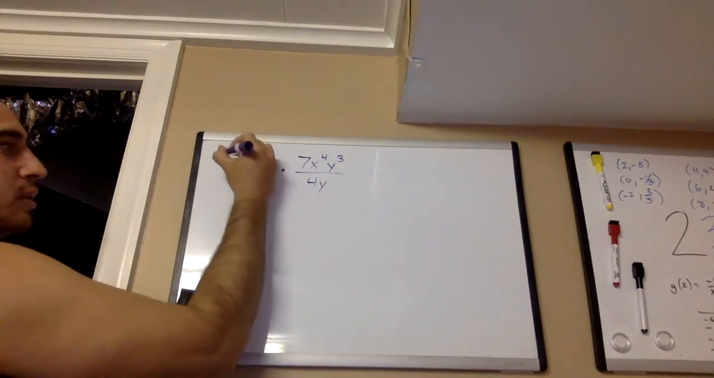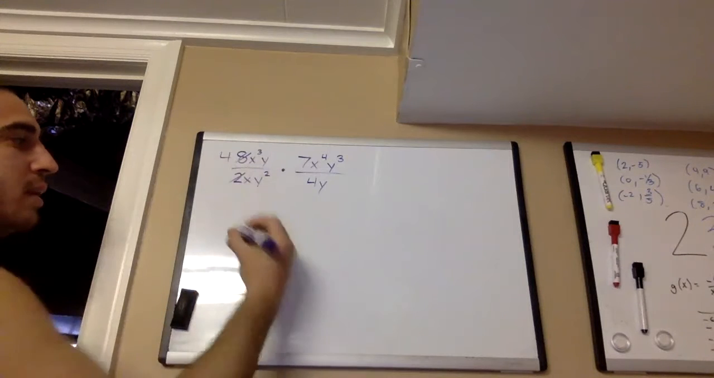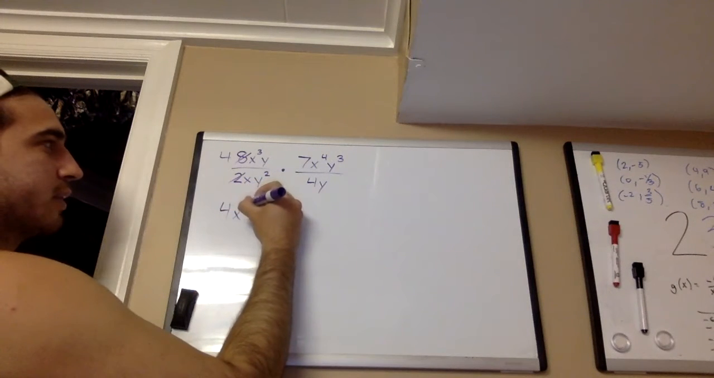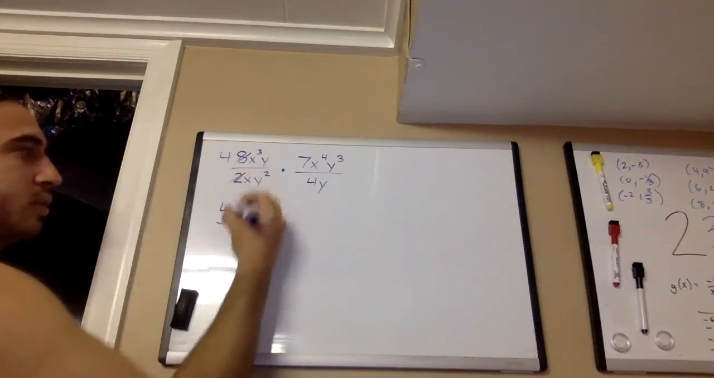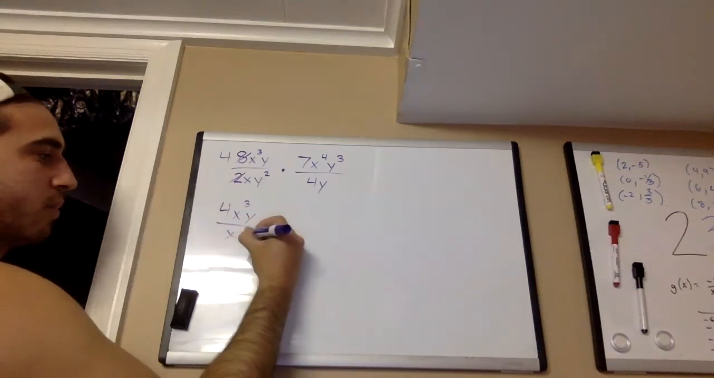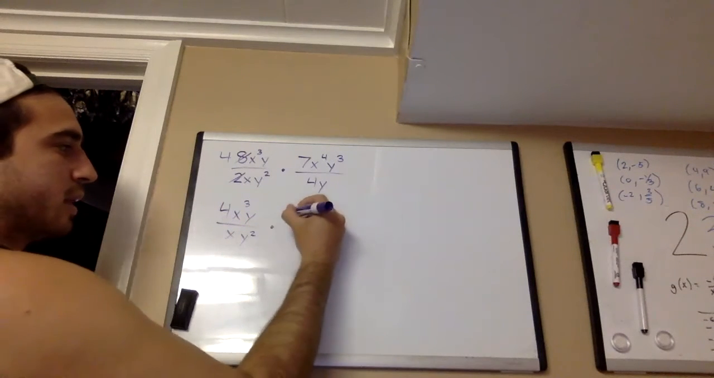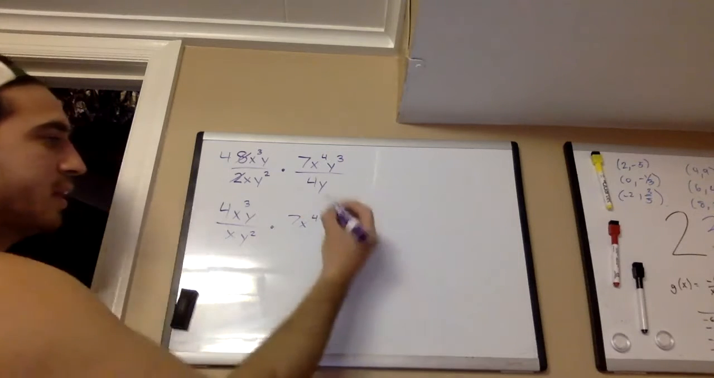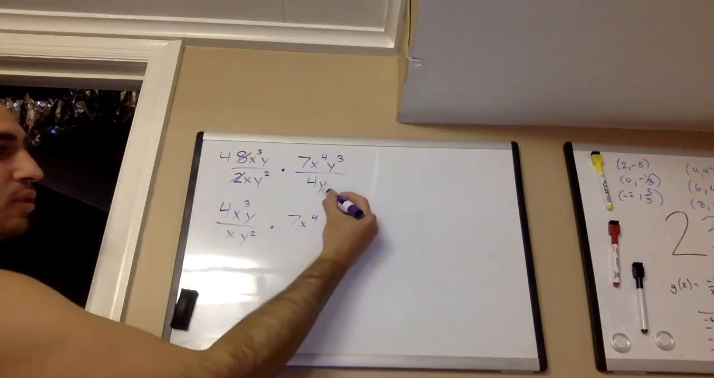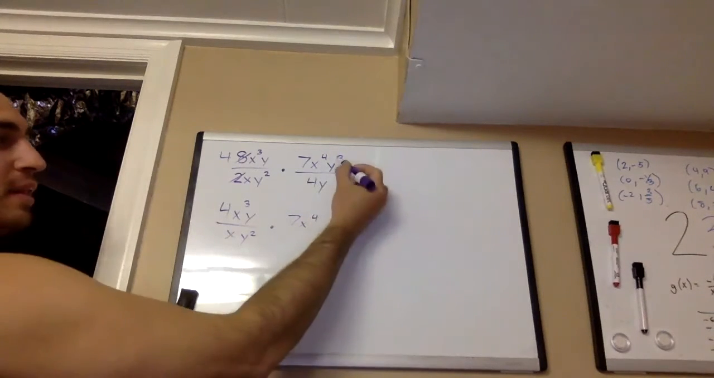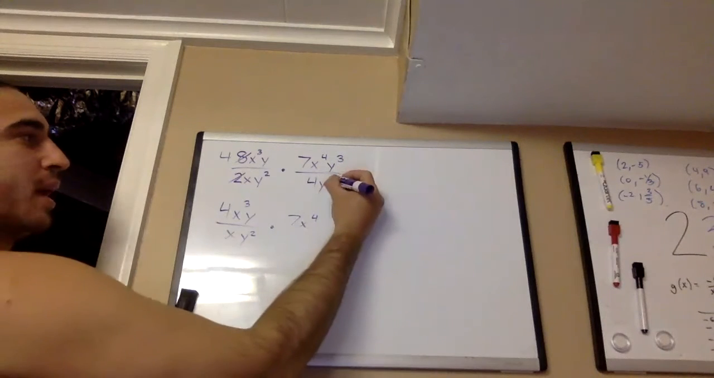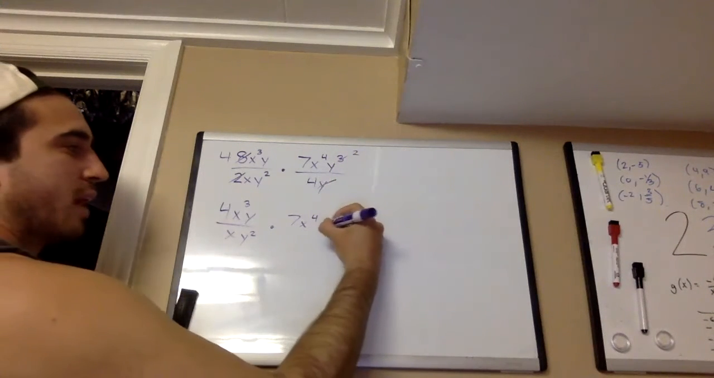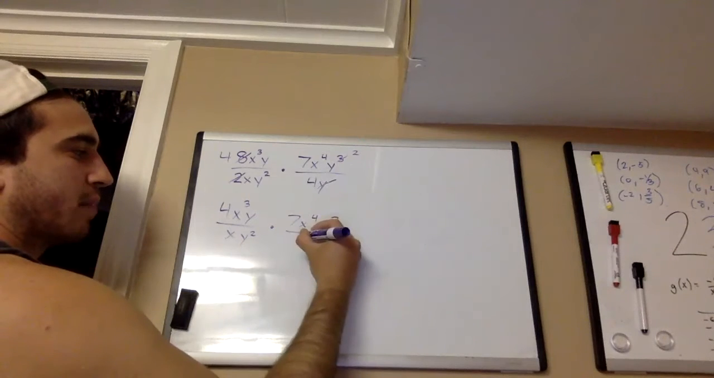8 divided by 2 is going to give me 4 on the top. So my new equation is going to be 4x to the third y. Since the 2 canceled out, I have x y squared times 7x to the fourth. And then over here, I'm going to do a little cancel out. Since there's only one y on the bottom here and there's 3 y's on the top here, I can cancel this and change this into a 2. So I have y squared, and then on the bottom, I have 4.